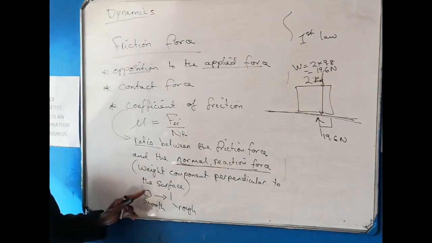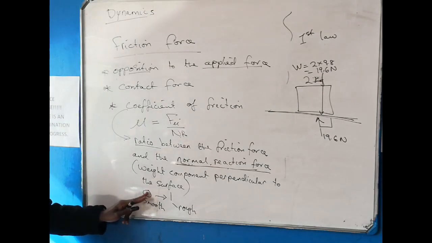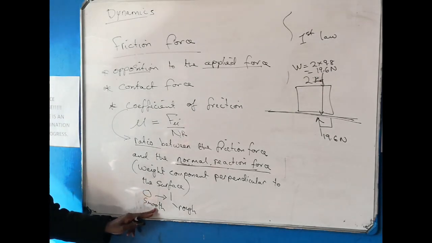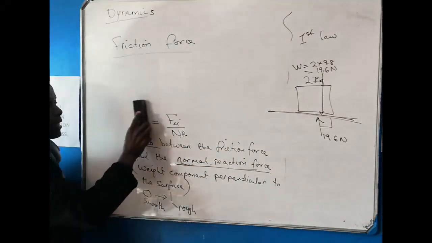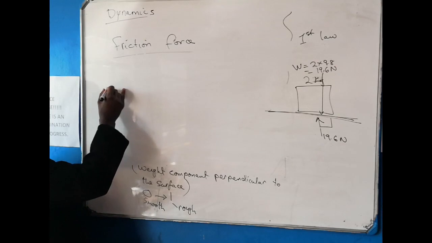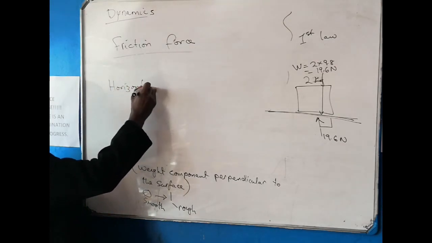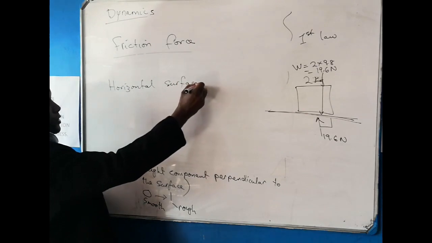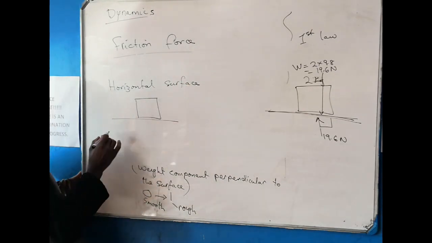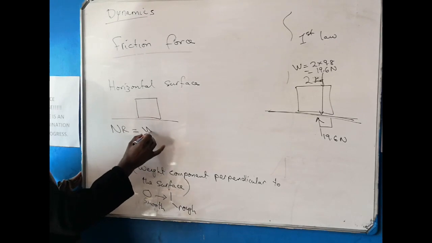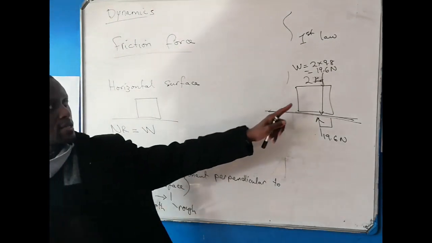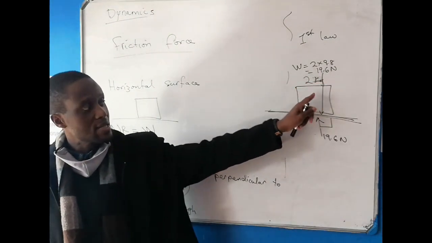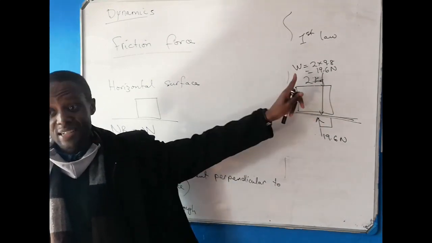Okay, so the issue is the surface has to be as close to 0 as possible in order for the object to move on that surface with less friction force. If the object is on a horizontal surface like this, the normal reaction is equal to the weight of the object. In this example, the weight of the object is 19.6 pushing down, so the normal reaction is 19.6.